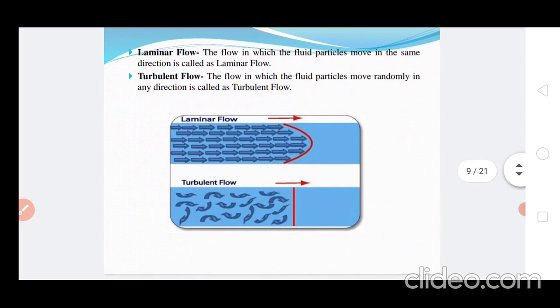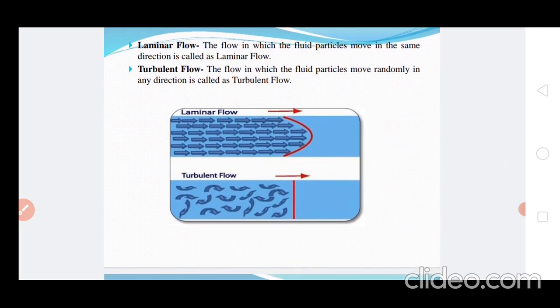In this figure, we can see the laminar flow and turbulent flow. In the laminar flow, there is a definite path and the fluid particles move in the same direction. On the other hand, in turbulent flow, the particles move in an irregular manner. That means the fluid particles move randomly in any direction, which is called turbulent flow.